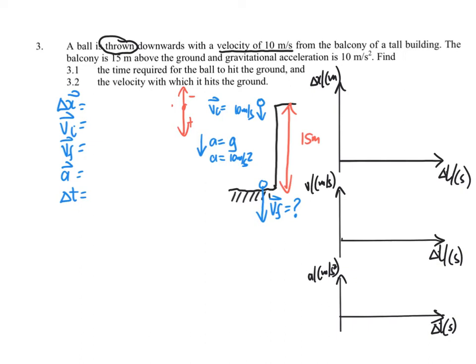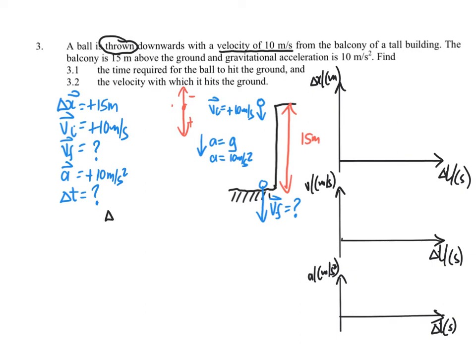So now we can fill up our data table. Delta x we know is 15 meters, so it's going to be plus 15 meters because the change in position is from there downwards, and down is positive. V initial we know is plus 10 meters per second because the initial velocity is downwards. The final velocity we do not know. We're going to be asked to calculate that in the second part of this problem. The acceleration is plus 10 meters per second squared because acceleration acts downwards, and delta t is what we are looking for.